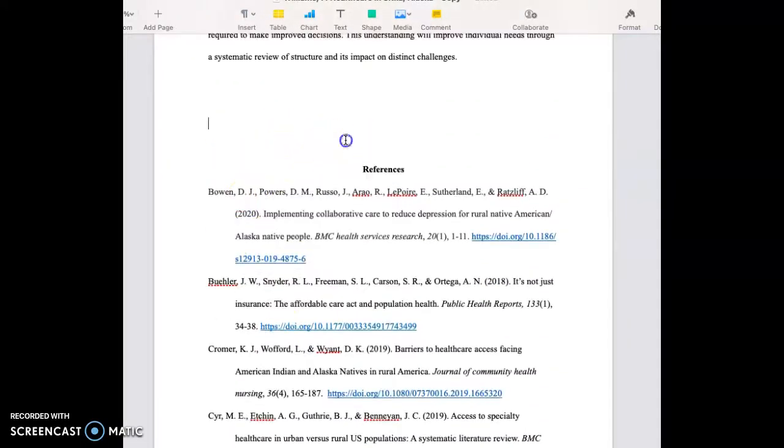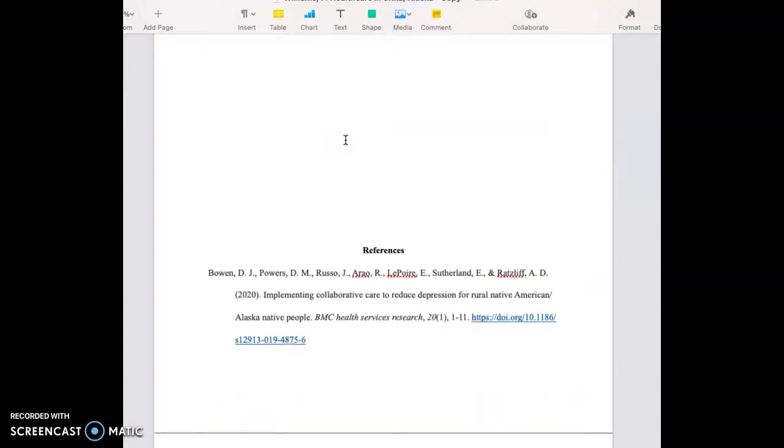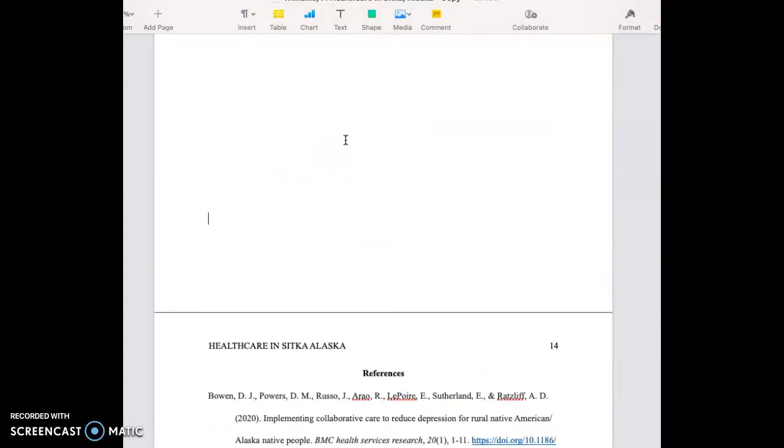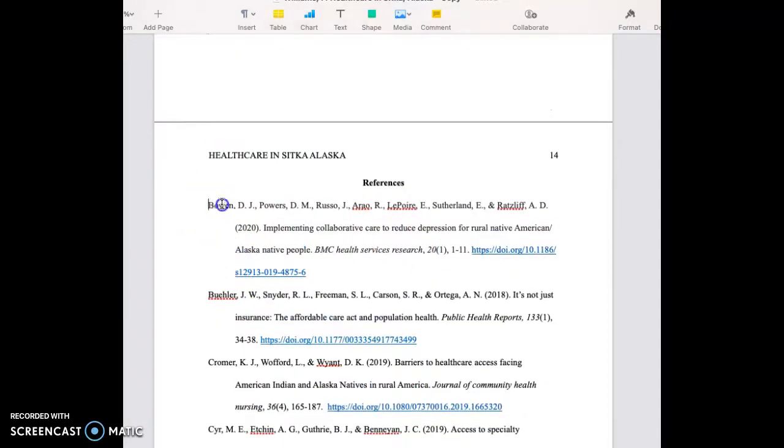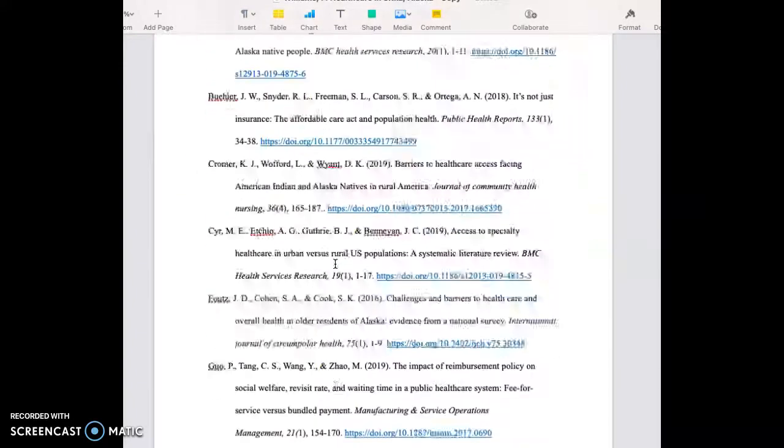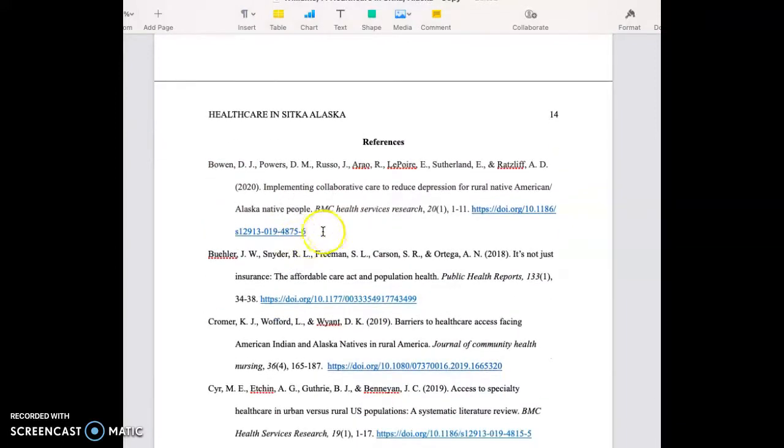Your reference section, so this is actually on a separate page. See what I meant in regards to when you upload it, it can change things. You want to make sure it's in alphabetical order, right? Starting with the first name listed. Another thing that you want to make sure you do is have it in hanging format, double spaced, hanging format, double spaced. Also, if you can find the DOI, it's always helpful to enter the DOI, but don't feel like you have to do that.